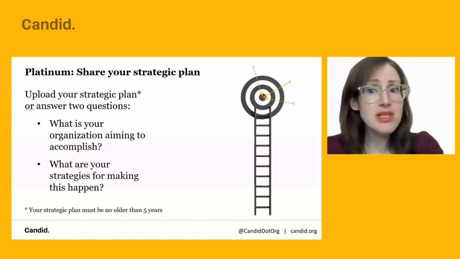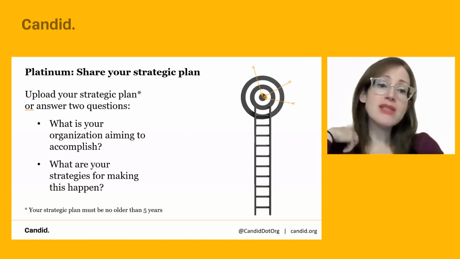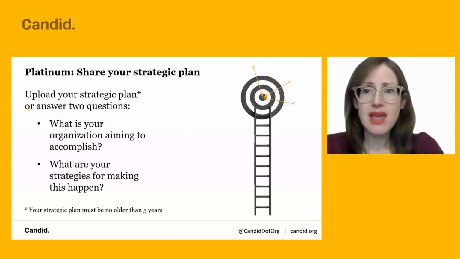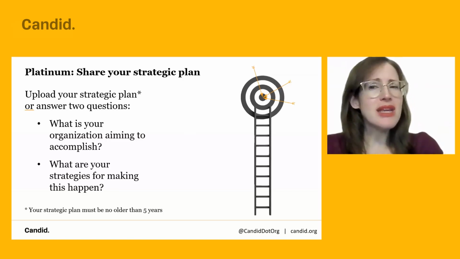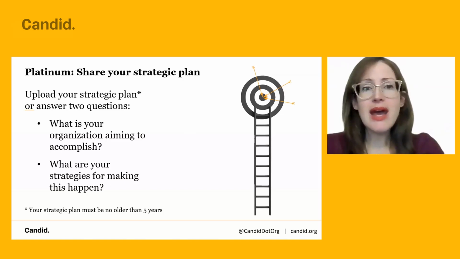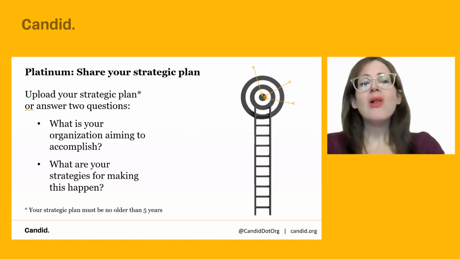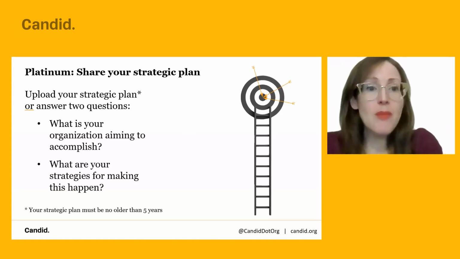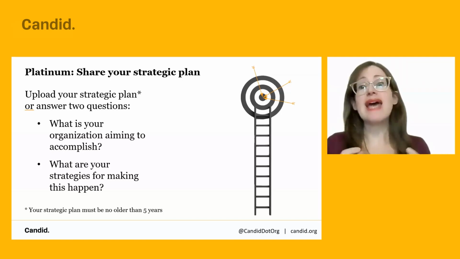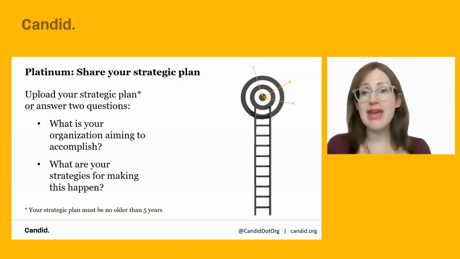Those questions are really straightforward ones. What is your organization aiming to accomplish? And what are your strategies for making it happen? If anyone here has ever taken our proposal writing class, you may or may not remember that those 2 questions show up in our grant proposal writing class, all about what funders really want to know about you. So what you're doing here in answering these questions is you are telling funders exactly what they want to know in a good, clear, jargon-free, simple, straightforward way.